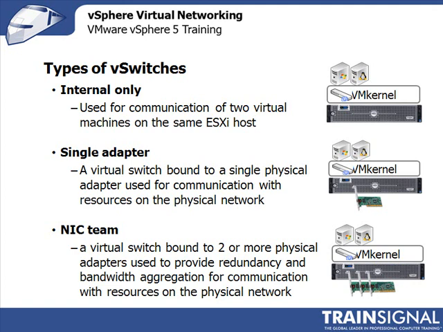Now the second type of virtual switch that exists is a single adapter virtual switch. This basically means that the virtual switch is bound to a single physical adapter, and this physical adapter is this virtual switch's way of communicating with the rest of the network. Now the third type is NIC teaming, whereby you bind two or more physical adapters to a virtual switch. This provides for load balancing and bandwidth aggregation for communication with resources on the physical network.